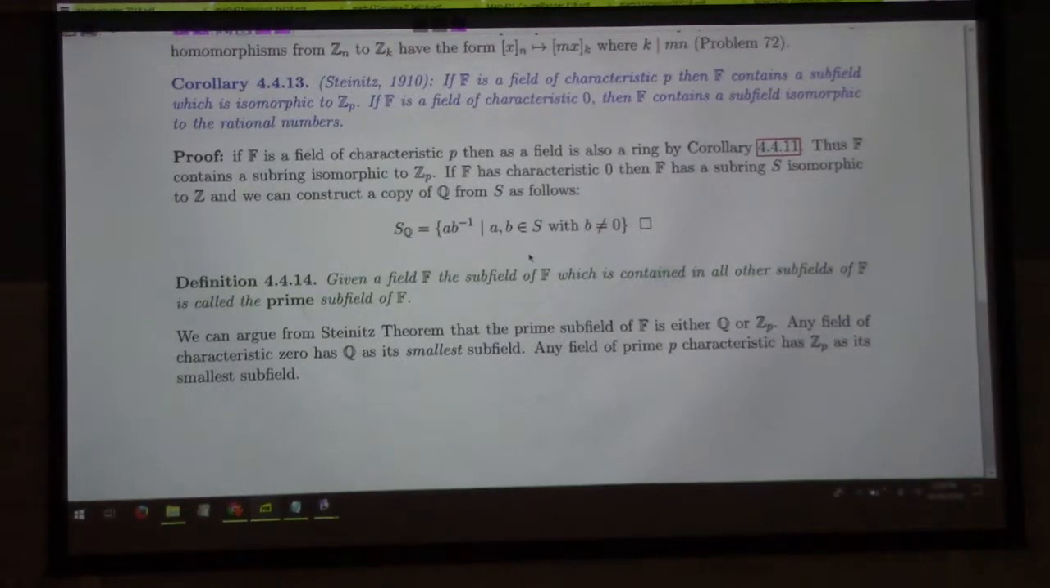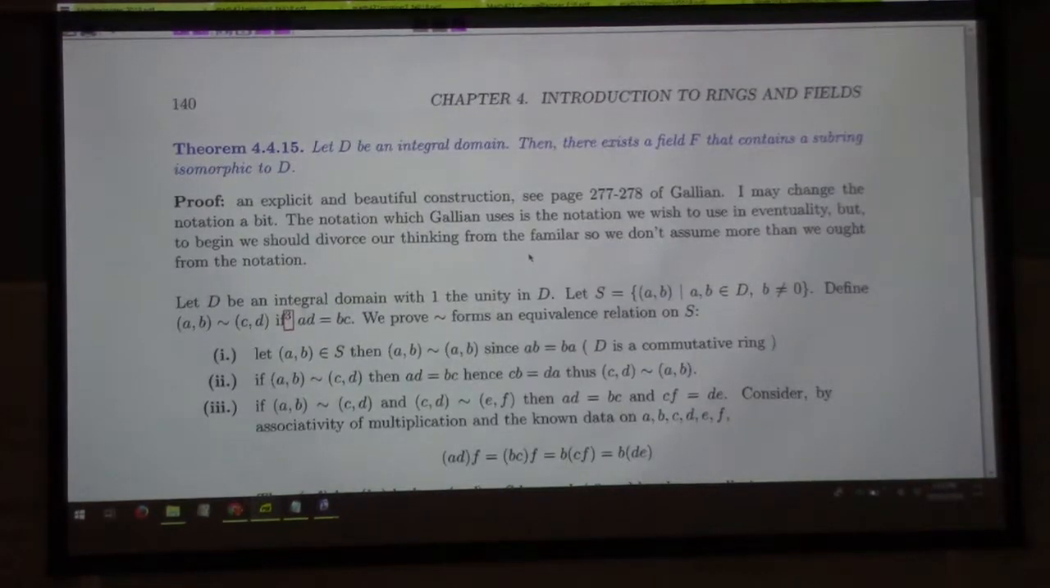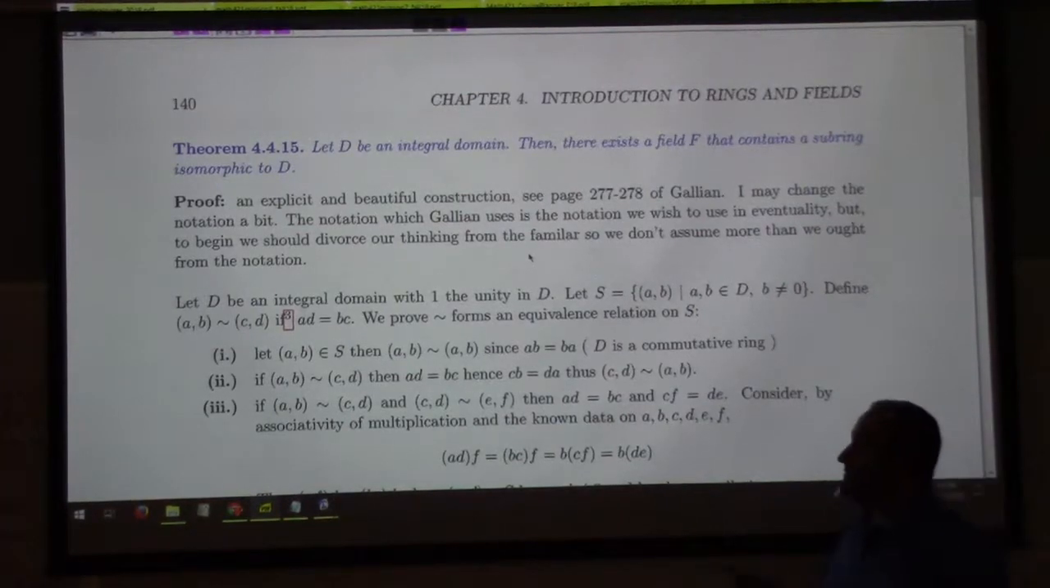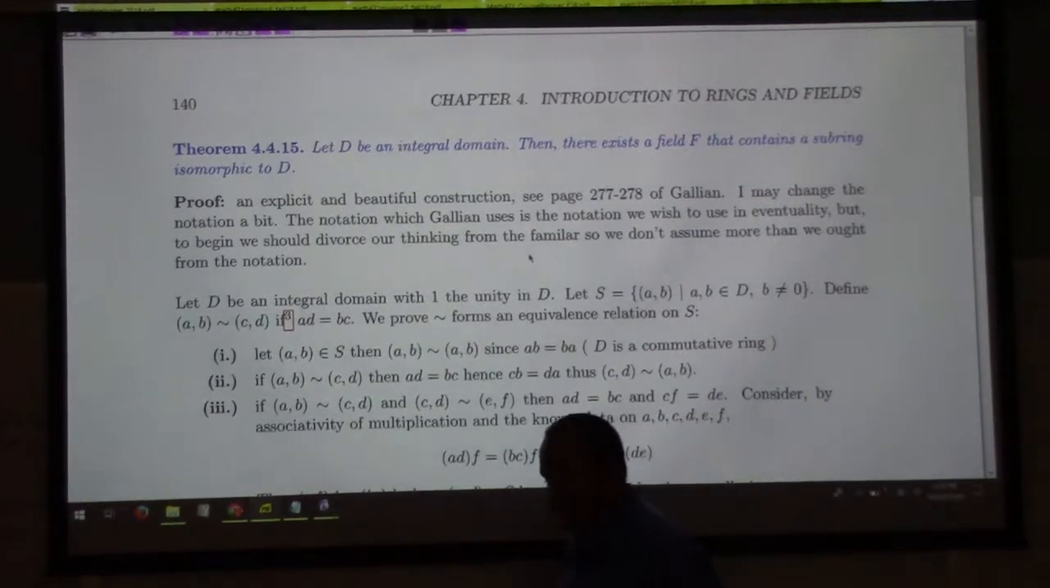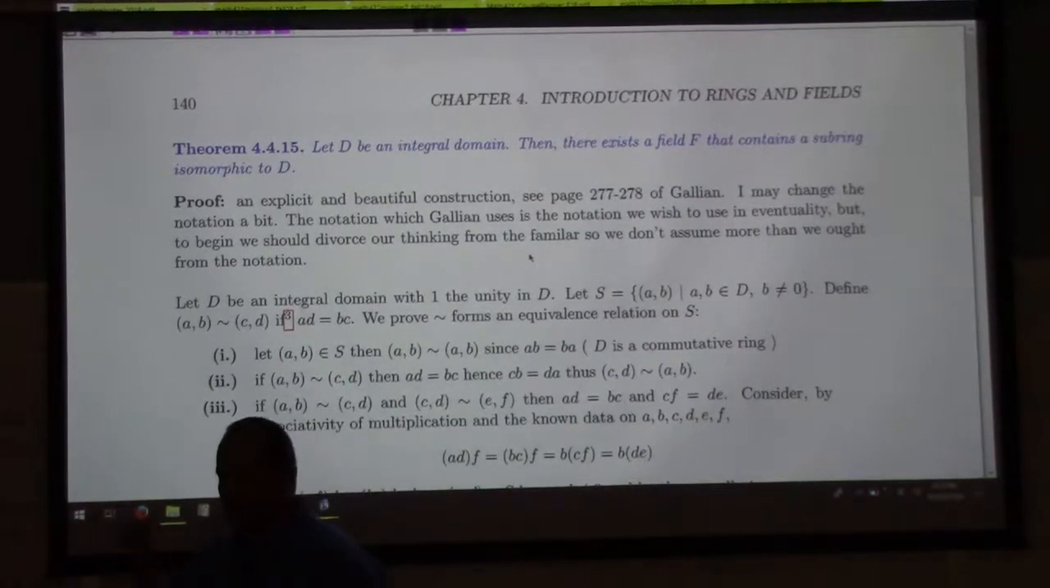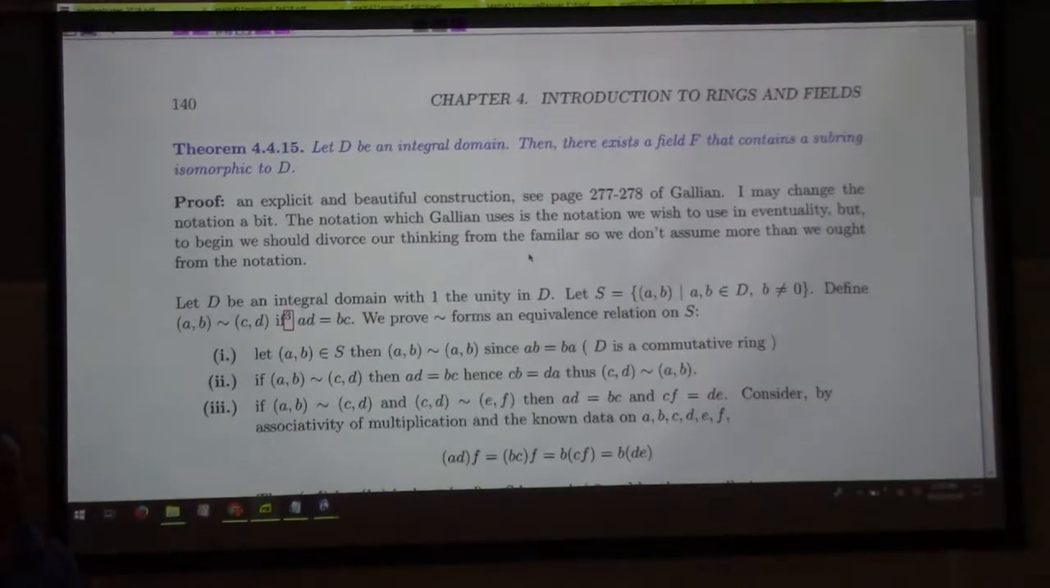Now, we take a different turn. We say, okay, if you have an integral domain D, then there exists a field F that contains a subring isomorphic to D. In other words, I can take an integral domain and I can build a field which takes that given integral domain as a subring. And here's how you do it. You build the so-called field of fractions.